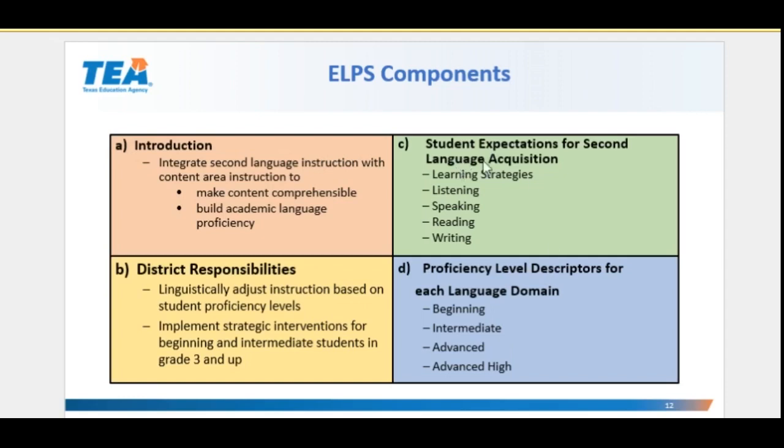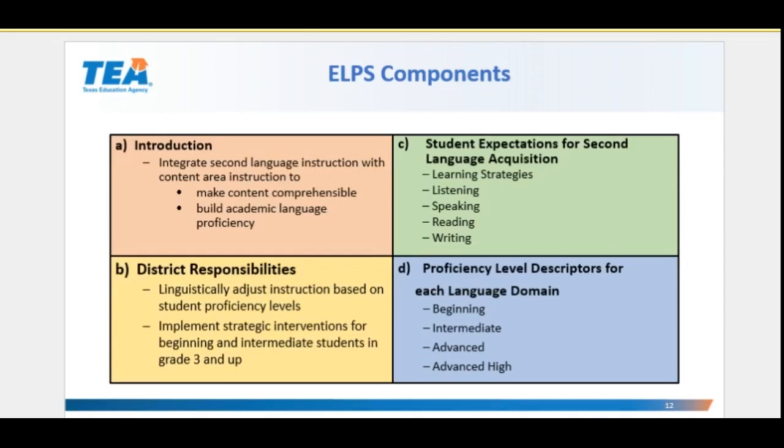Section C, student expectations for second language acquisition, learning strategies, listening, speaking, reading, and writing. Section C contains student expectations that specify what students need to learn to acquire a second language for academic purposes. The learning strategies maximize progress in the 4 language domains of listening, speaking, reading, and writing. Section D, proficiency level descriptors for each language domain, beginning, intermediate, advanced, advanced high.